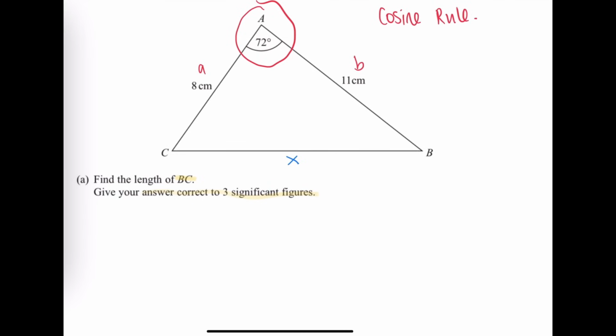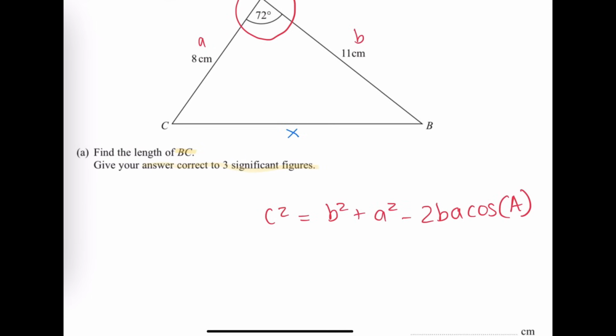What the cosine rule is, if we say it is C squared equals B squared plus A squared minus 2BA cos A. And this over here is C. This is what we are trying to find. So now all we have to do is input all these things in. So we're going to do 8 squared plus 11 squared minus 2 times 8 times 11 cos 72.